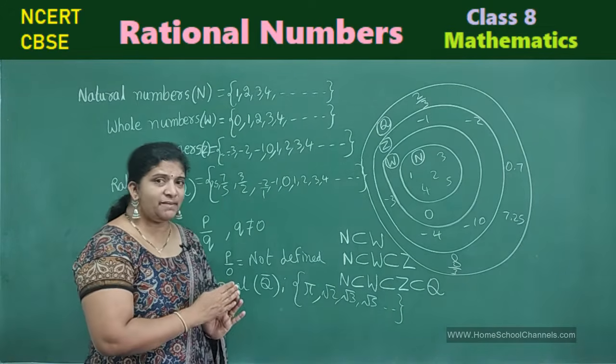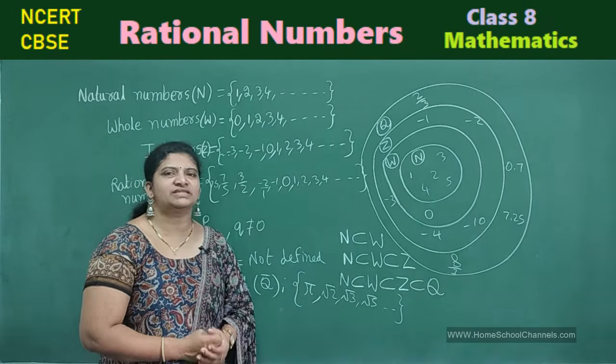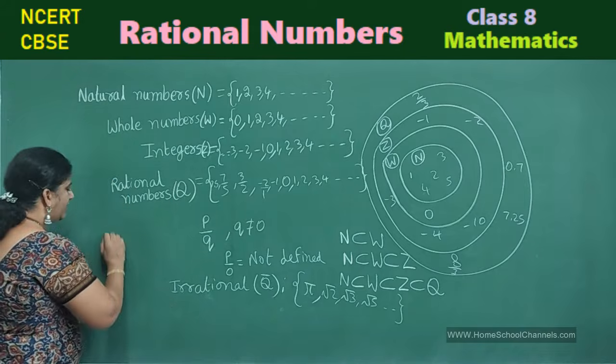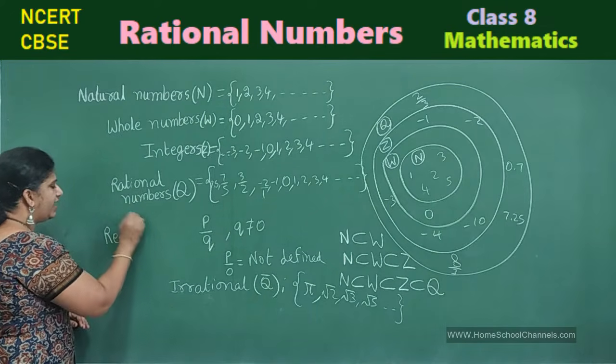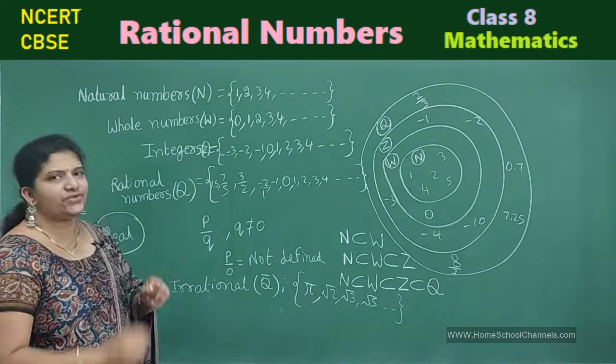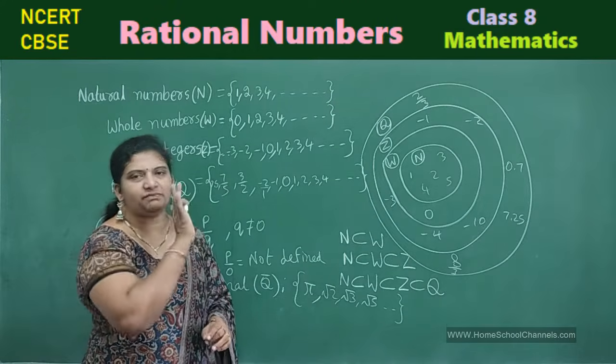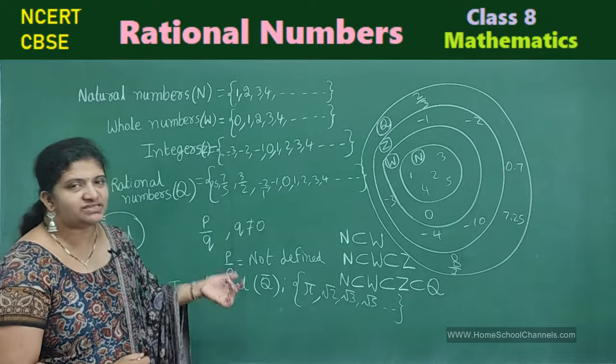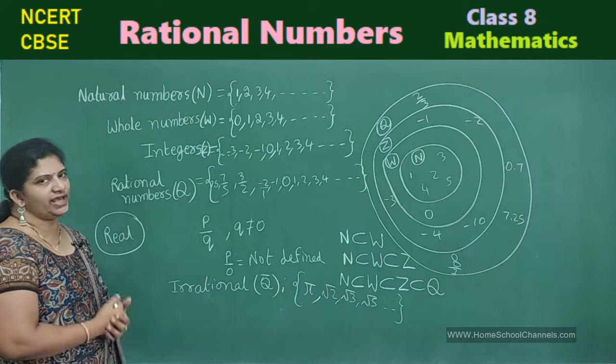numbers. Rational numbers and irrational numbers combinedly are called real numbers. See, in real numbers, these are all subsets. Rational numbers and irrational numbers combinedly are called real numbers.